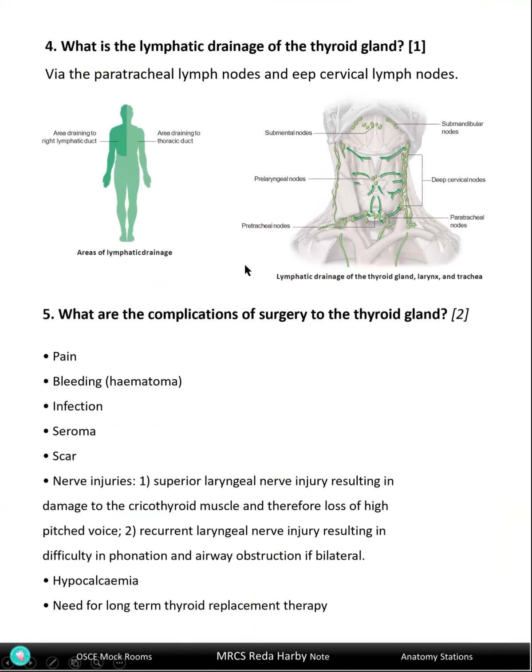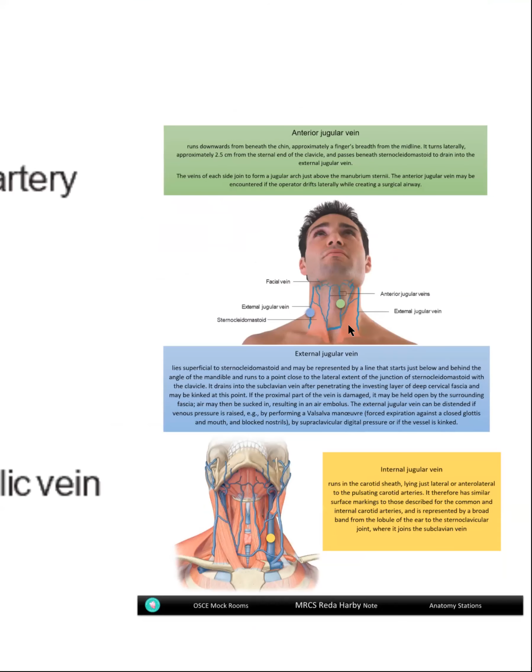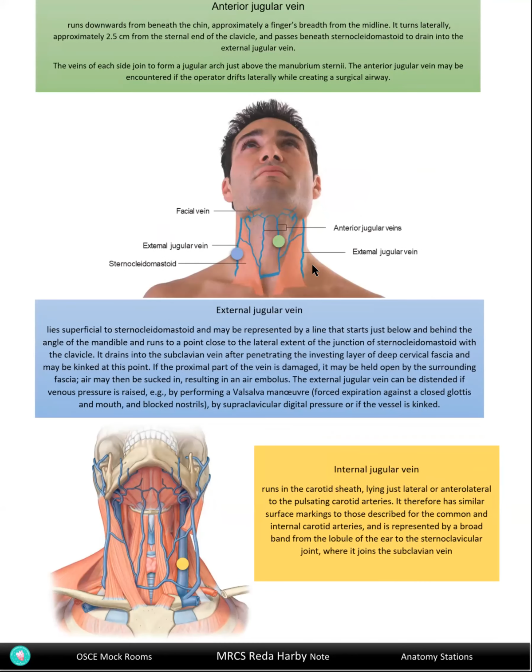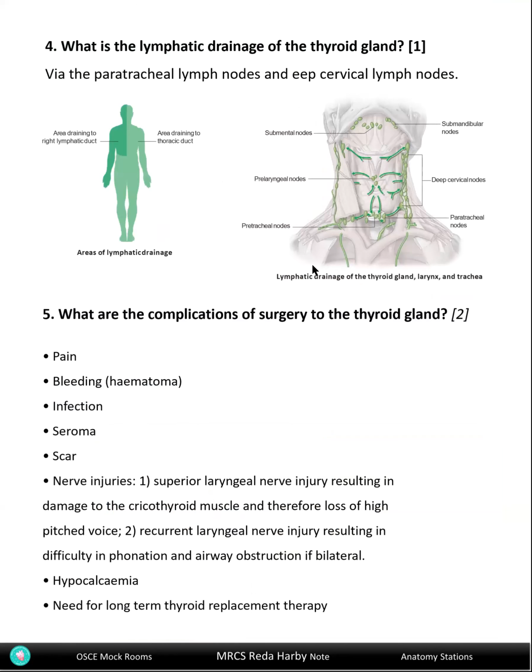Very nice. What is the lymphatic drainage of the thyroid gland? The paratracheal lymph nodes. Okay, I need you to extend the answer a little, just to say the pretracheal lymph nodes and deep cervical lymph nodes as well. Deep cervical lymph nodes. Okay.